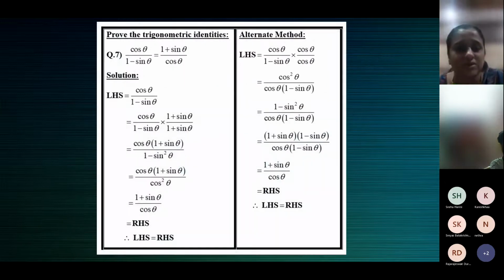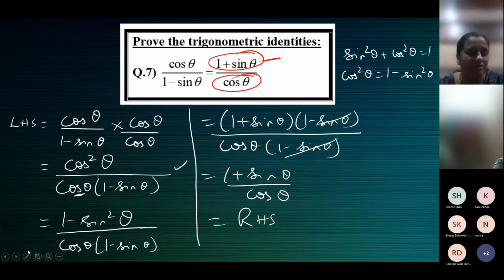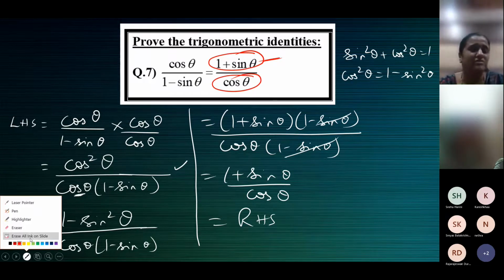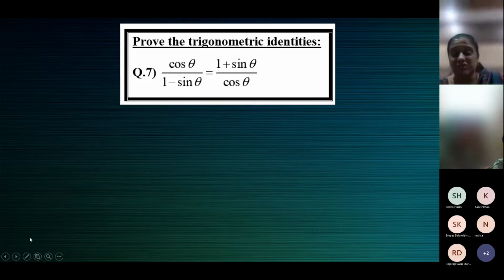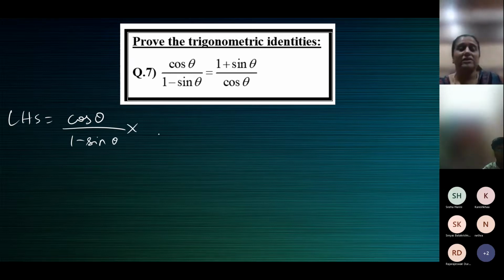Okay, I think I have the same answer here. Let me explain the other one. Don't write yet. Sometimes what happens is that the slide has a different answer and I am explaining something else, so that's why I asked you to write down what I've explained. It's there. So let me explain the other method: cos theta by 1 minus sine theta. The other method is to multiply the numerator and denominator by 1 plus sine theta.